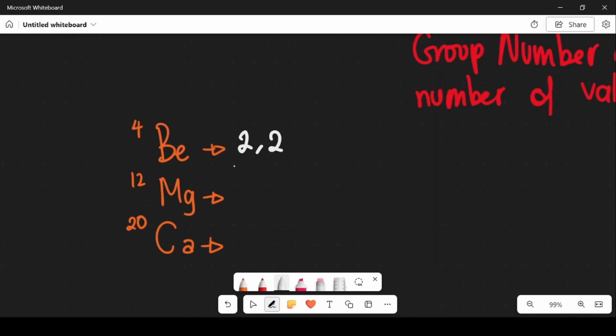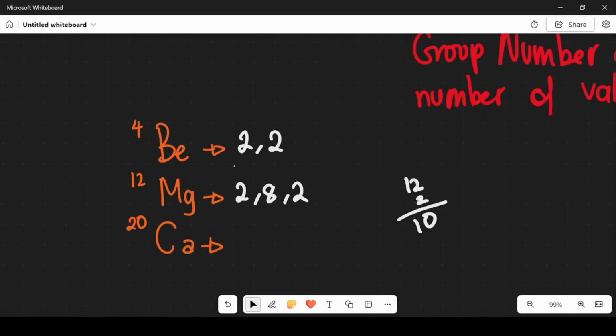Magnesium would have 2 on its first one. Out of the 12, we've used 2, so that's 10 electrons left. But your second shell can only contain 8 electrons, remember? So we add 8. Then out of all of these, there's 2 more electrons left.